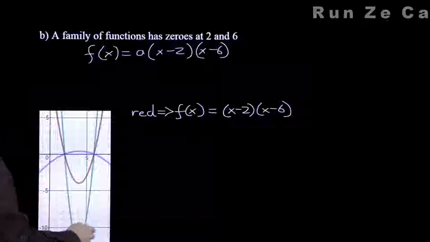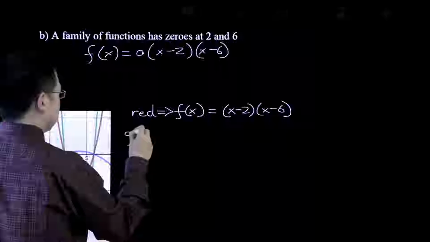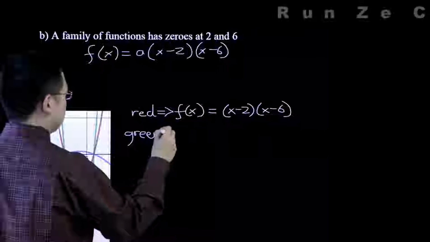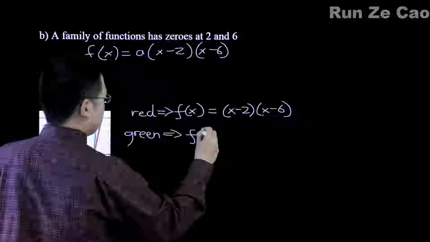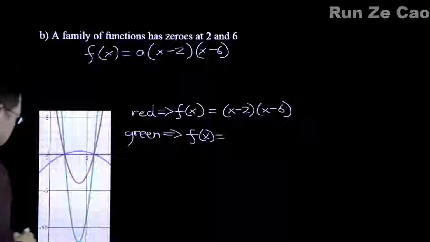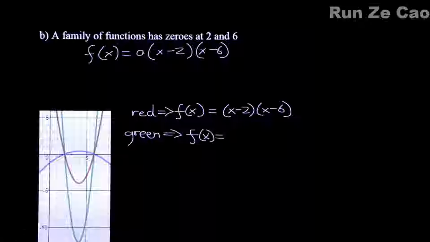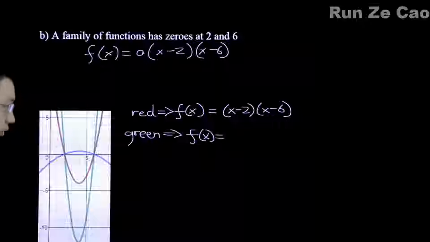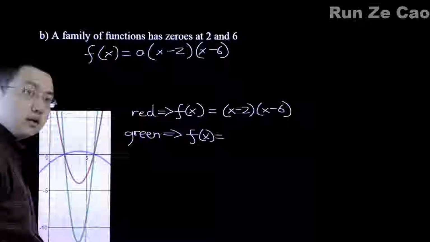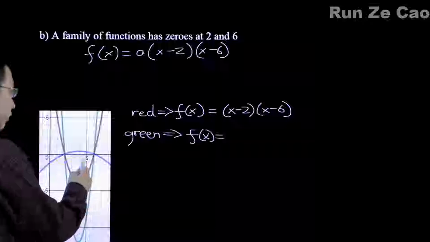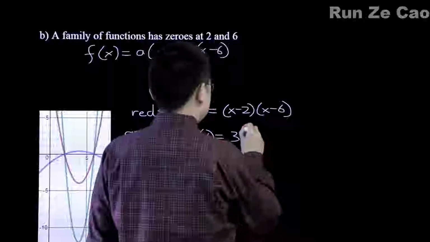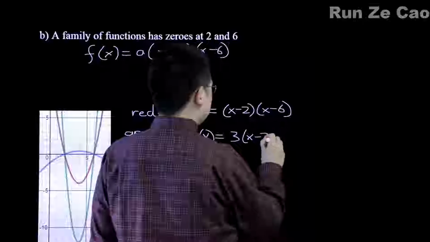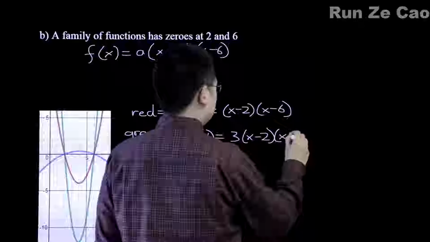And then green is f of x equals, here it goes down to negative 12. We know that it goes to negative 4 when a is equal to 1. So to go to negative 12, we would have to scale it up by 3 times. 3 times (x minus 2) times (x minus 6).